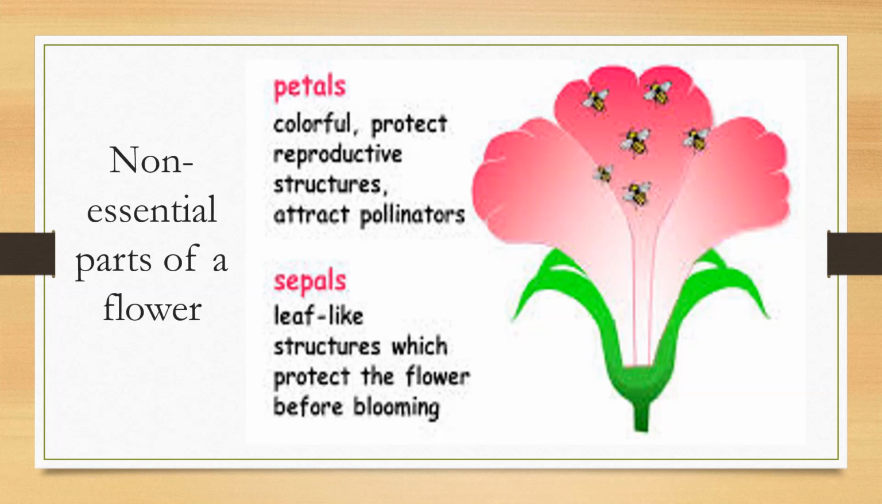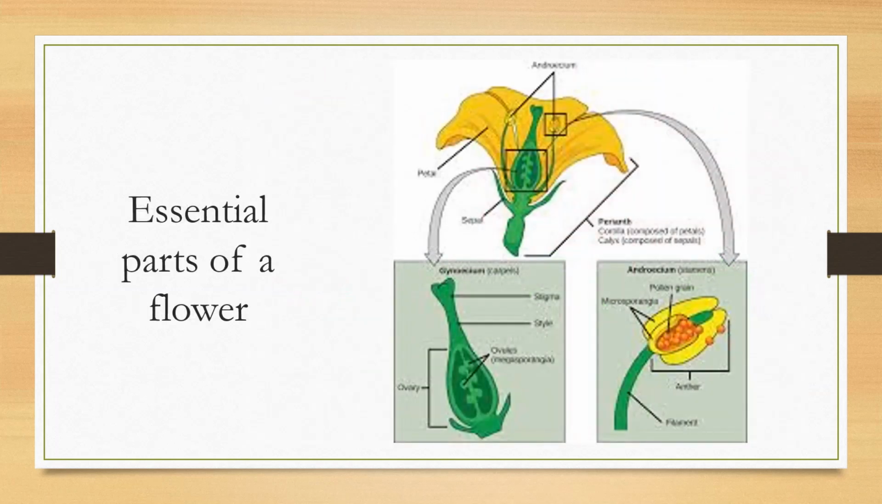Even if the non-essential parts are absent in a flower, if the reproductive or essential parts are present, then the flower can reproduce. These two are called essential parts of a flower, namely androecium and gynoecium. The first picture you see below is gynoecium, and the second one is androecium. Gynoecium is the female part, and androecium is the male part. These are reproductive parts or essential parts of a flower.